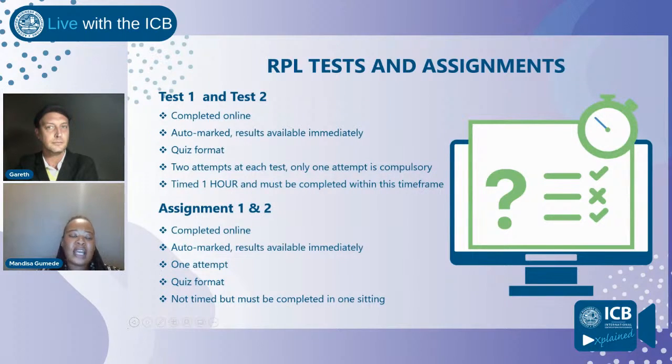And then moving on to assignment 1 and 2. As we've already announced during our past sessions, assignment 1 and 2 will now be completed online and will also be auto-marked, and results will be available immediately. But students will only have 1 attempt, and the assignments will be in a quiz-like format. Even though assignment 1 and 2 will not be timed, they still need to be completed in 1 sitting. So you need to make sure that you are completing assignment 1 and 2 in 1 sitting, even though they are not timed.